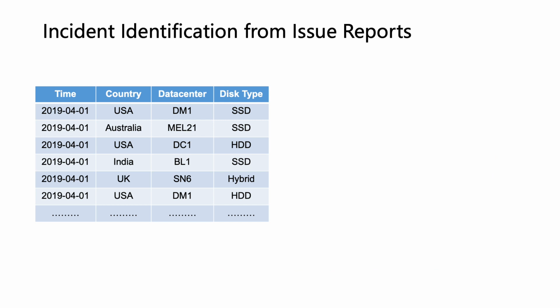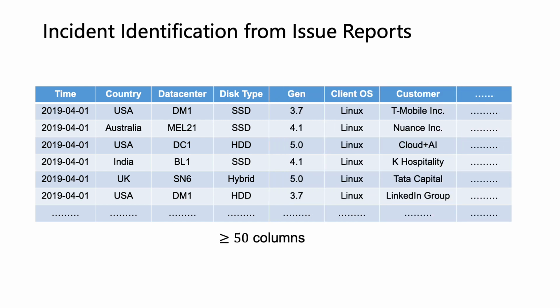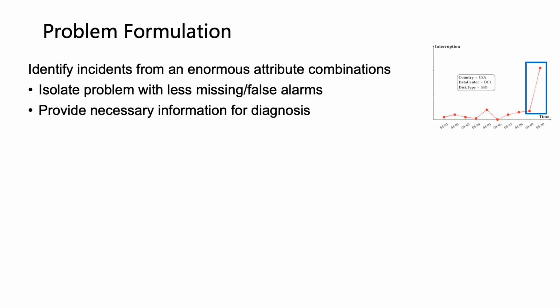However, finding effective combinations from issue reports is not easy. Actually, there are tens of columns in cloud systems to characterize a single VM, leading to a huge amount of possible attribute combinations. So, our goal is to detect incidents from an enormous number of attribute combinations. It is of fundamental importance because it helps to isolate problems with fewer missing or false alarms. Furthermore, it provides necessary information for diagnosis.